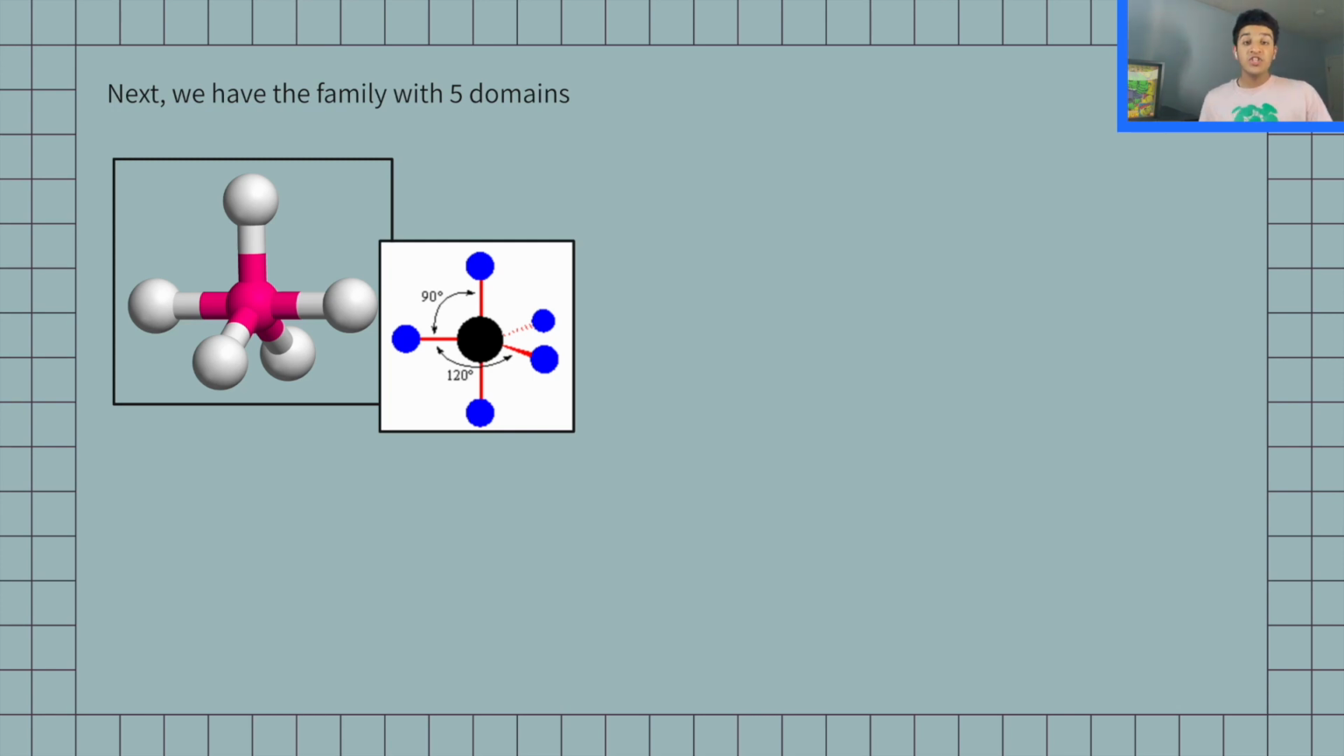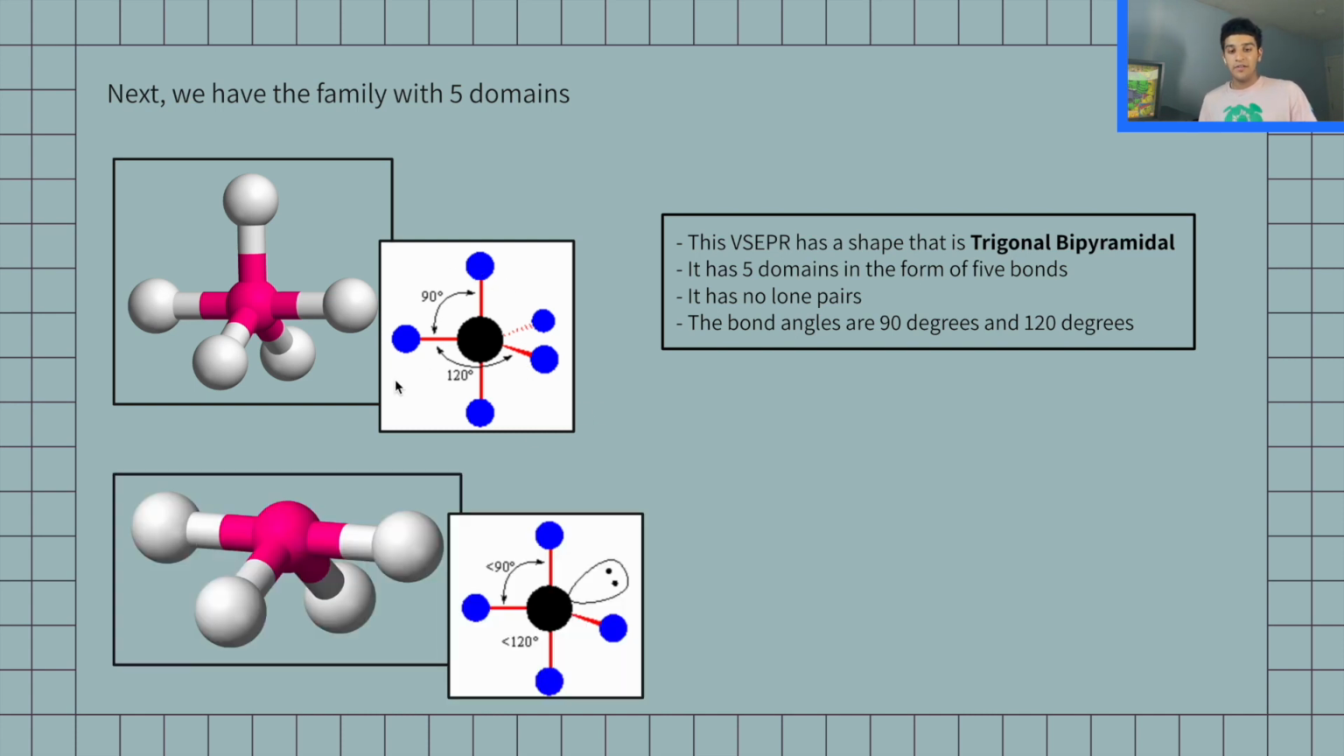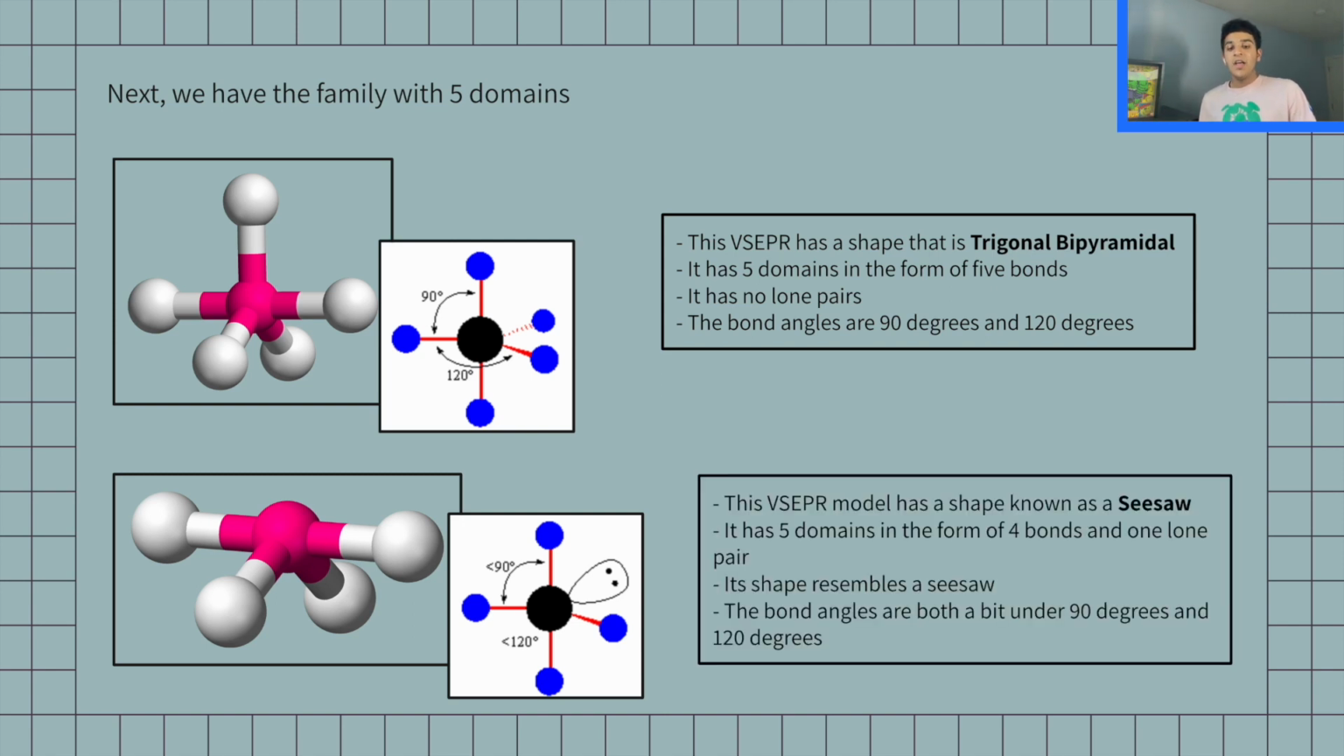So the first shape within this family is known as a trigonal bipyramidal VSEPR model. Here we have 5 domains in the form of 5 bonds, and the bond angles are 90 degrees and 120 degrees. Another VSEPR model within this family is known as a seesaw. Here the 5 domains are in the form of 4 bonds and 1 lone pair up top. This VSEPR model kind of resembles a seesaw, which is why it's called a seesaw model. Another thing to note is that the bond angles are slightly under 90 degrees and slightly under 120 degrees.